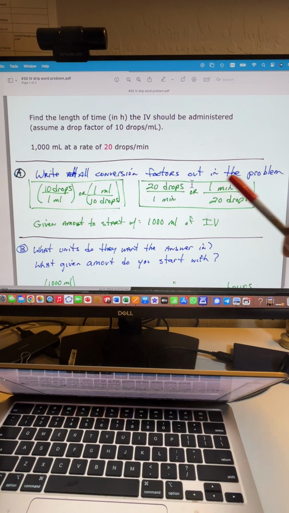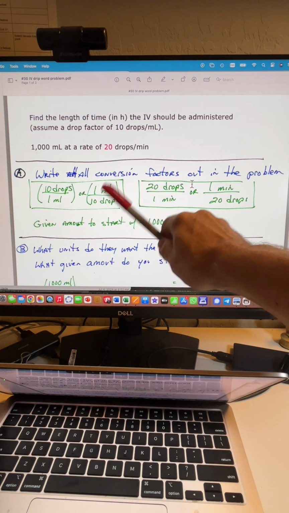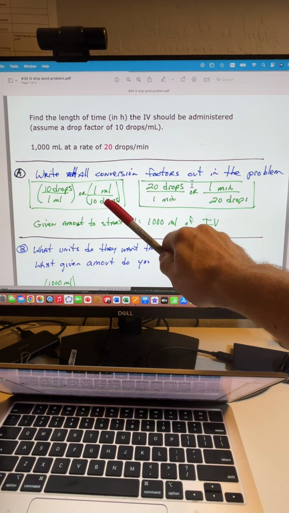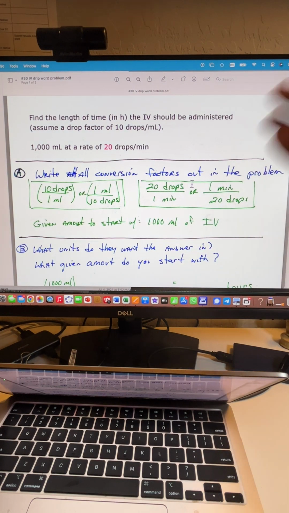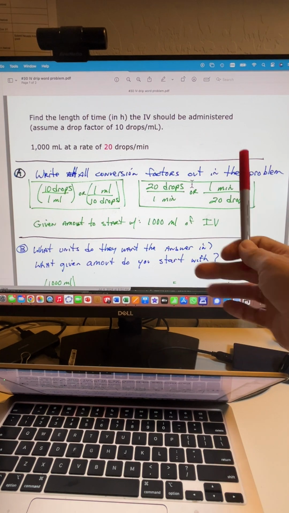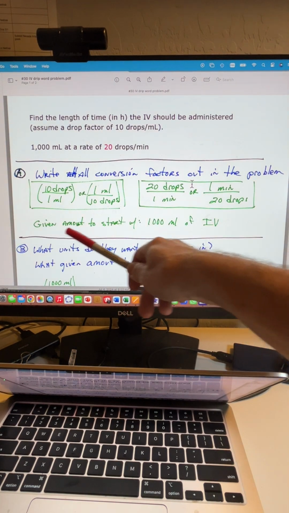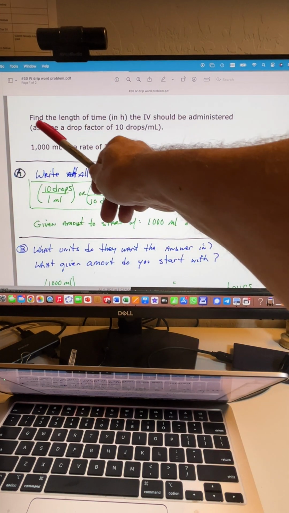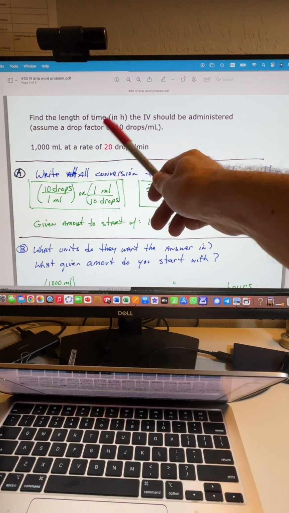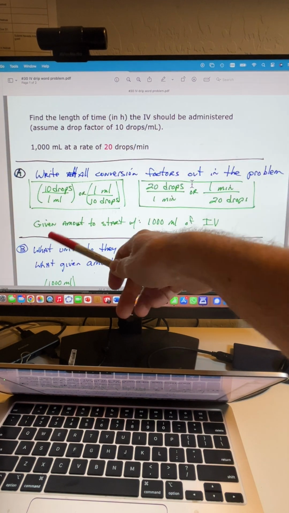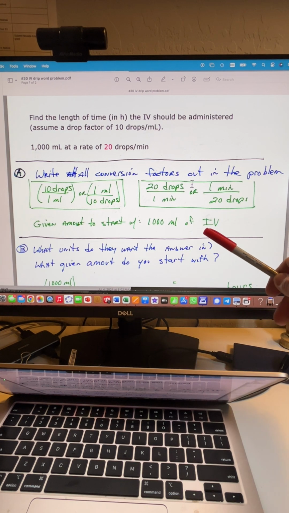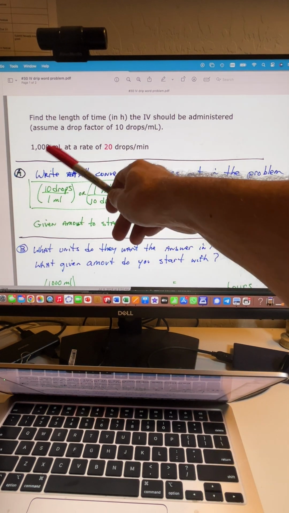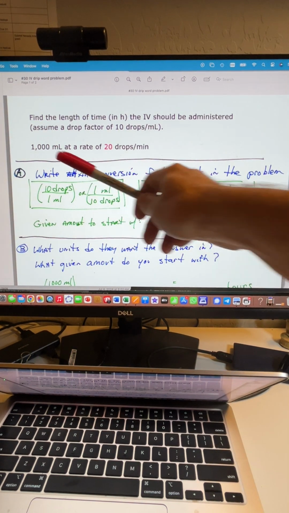First step is always write the conversion factors. Notice how I took the 10, wrote on top, wrote on bottom. I took the 20, top and bottom. Let's do that first, every single time. Do that, and you'll get it right every single time. And then write the given amount. So find the length of time. So they want to know something. And excuse me, that's the given amount that we're starting with. I'm so sorry. And that's the 1,000 milliliters.